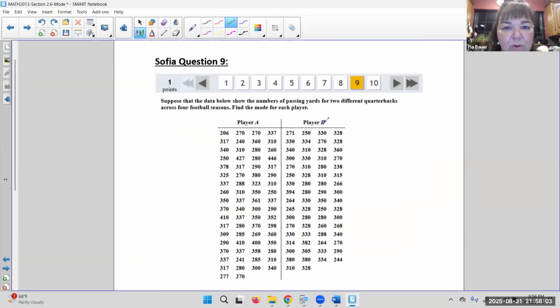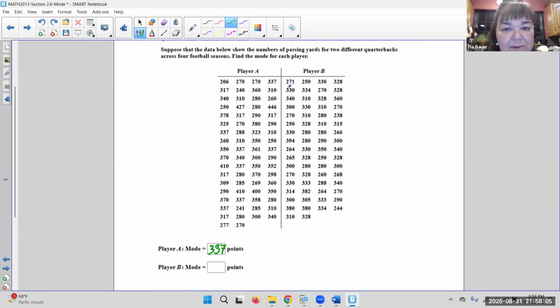So I'll let you work on B, the data for B, and see what the mode is. So again, good luck with section 2.7.